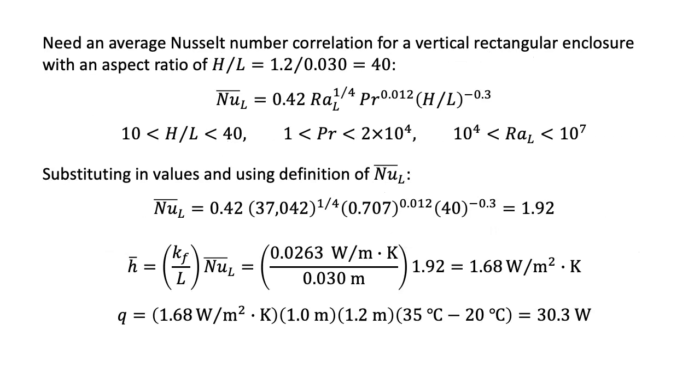Next, we look for an average Nusselt number that corresponds to our conditions, where we have a fairly high aspect ratio of 40, and select the one shown. Substituting in values, we get an average Nusselt number of 1.92, an average convection coefficient of 1.68 watts per meter squared Kelvin, and a heat transfer of 30.3 watts.